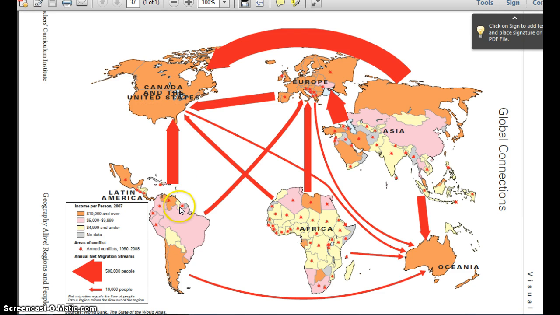Notice the areas that they're coming from. We have this armed conflict here in Mexico, down here in South America, Africa, down here in Southwest and Central Asia. All of these areas have large migration streams going to places that are generally more stable, higher income. So this is pushing them. This income is pulling them. This armed conflict is pushing. Income is pulling. Hopefully this starts to make a little bit more sense.